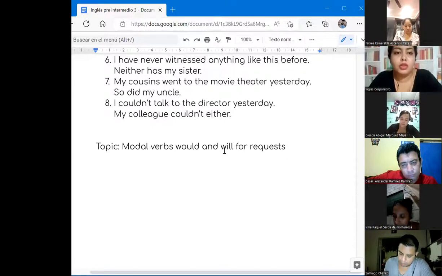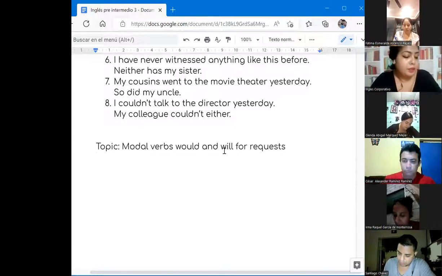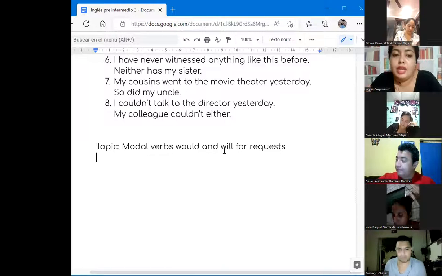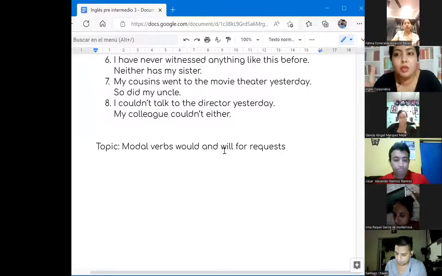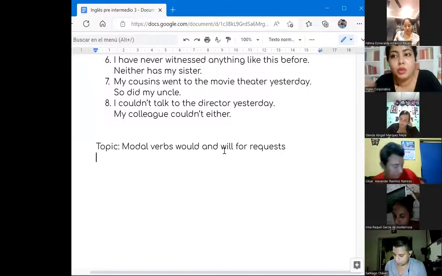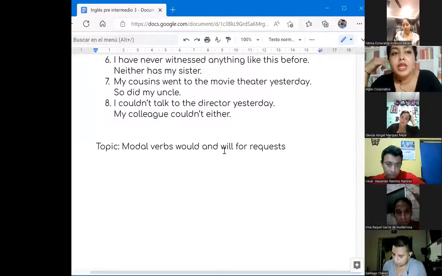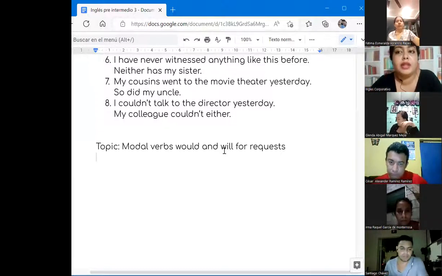Modal verbs would and will for request. Vamos a utilizar el modal verb would y el modal verb will para hacer peticiones o cosas así, pero también vamos a ver para qué más los utilizamos. And we are going to divide it in two parts. One is will and the other one is would. So we are going to have all the information about will, and then we are going to have all the information about would. So the first part is will.